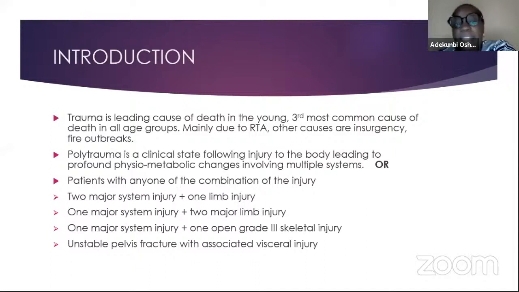Polytrauma can be defined as a clinical state following injury to the body, leading to profound physiometabolic changes involving multiple systems, or can be said to be a patient with any one of the combination of the following: two major system injuries with one limb injury, one major system injury with two major limb injuries, one major system injury with one open grade 3 skeletal injury, and unstable pelvic fracture with associated visceral injury.